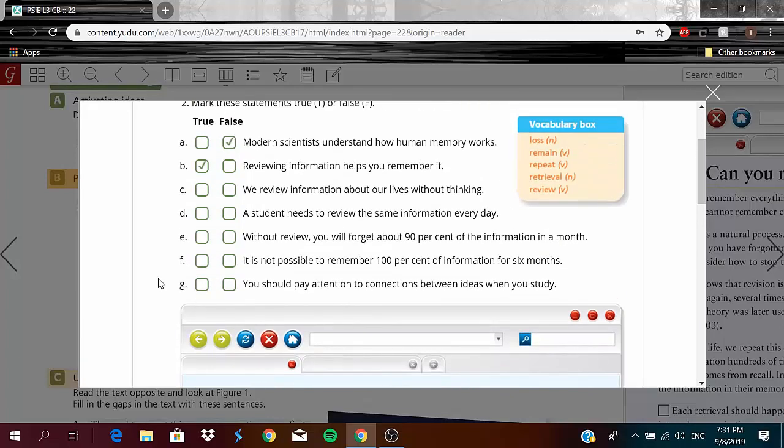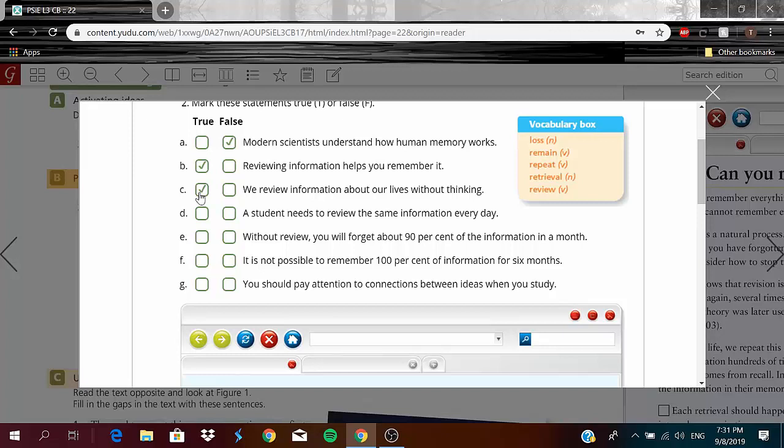Okay? So C, we review information about our lives without thinking. What do you guys think? That's correct. Also true. And why? Because in everyday life, we repeat the cycle of retrieval, use, storage without thinking. So take, for example, riding a bicycle when you were younger, or maybe walking home from school. You do it so much to the point that it's basically stuck in your head.